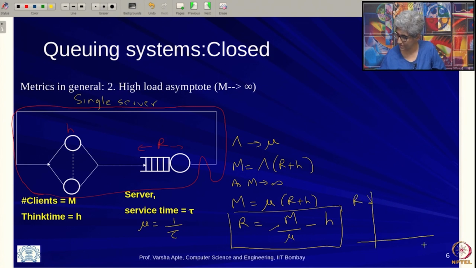R versus m, initially at m equal to 1, this value is going to be what? We know that this is going to be tau, right, and initially it will increase in whatever way, but we know that the high load asymptote is linear and this slope is basically tau, okay. And it turns out that the middle part looks something like this, and this is the high load asymptote, and this is the low load asymptote.